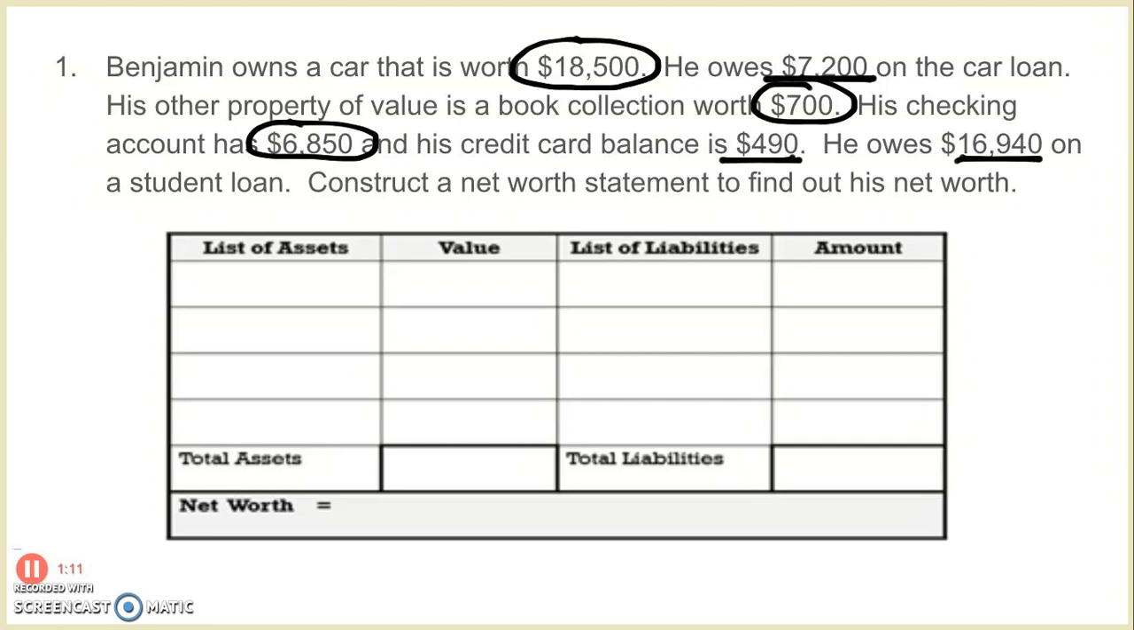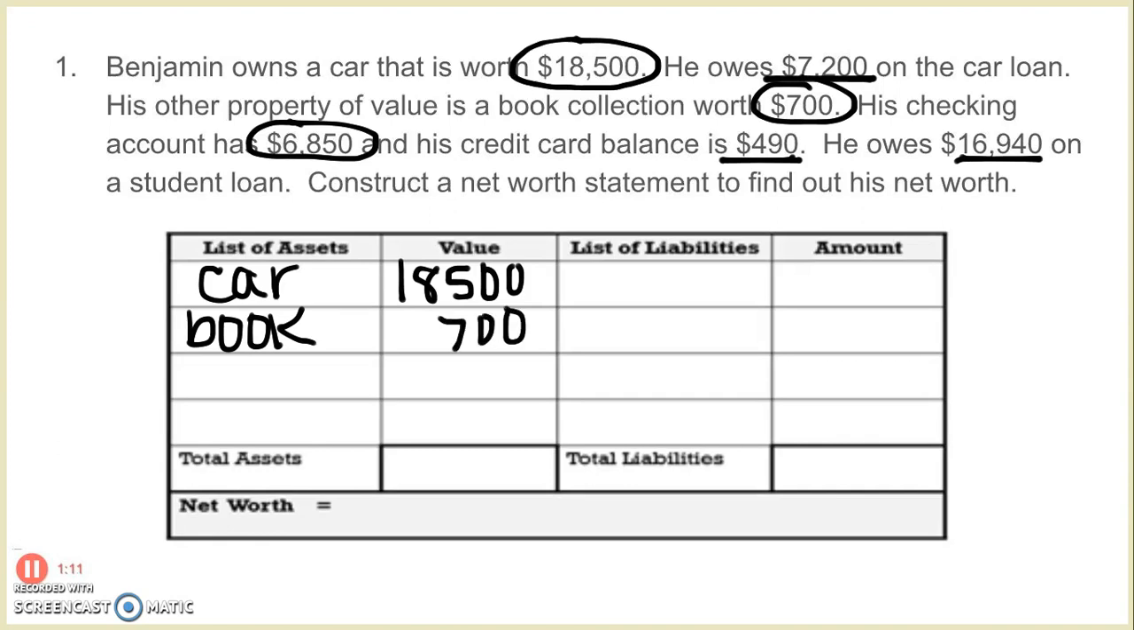So our list of assets, he owns the car, so I'm just going to put car here. Go ahead and put the value. We also circled our book collection, so go ahead and put book for $700. And we also circled our checking account. I'm just going to put check because that is his money, so that is an asset. All right, go ahead and add up your assets. So you should have got $26,050 for your assets.